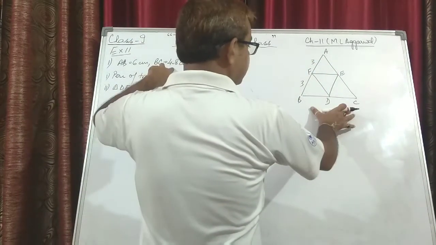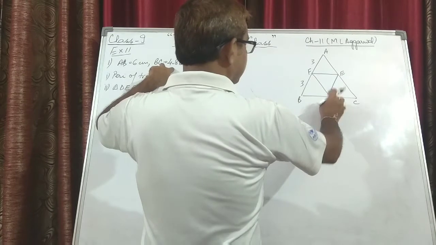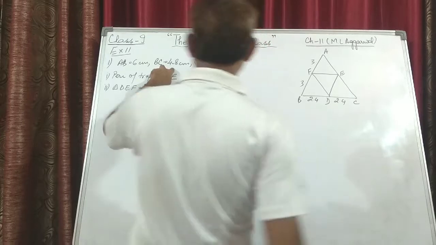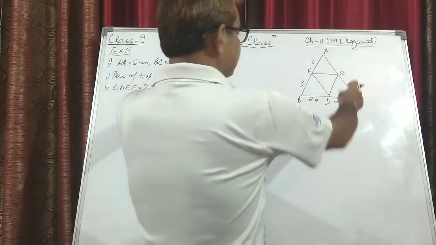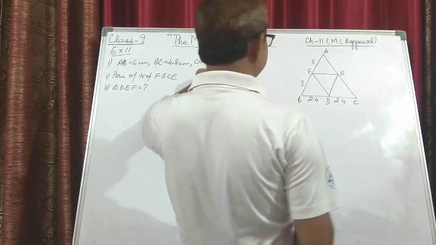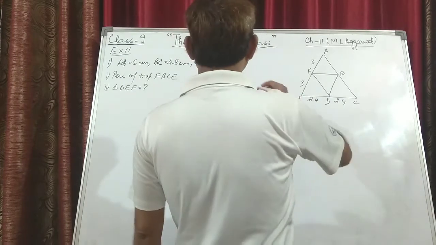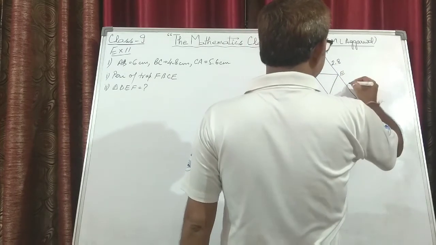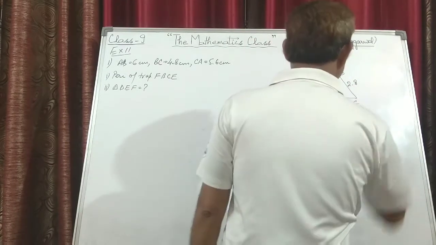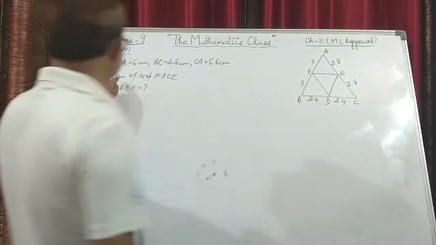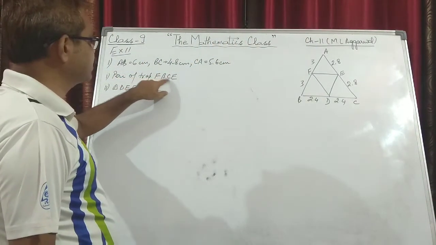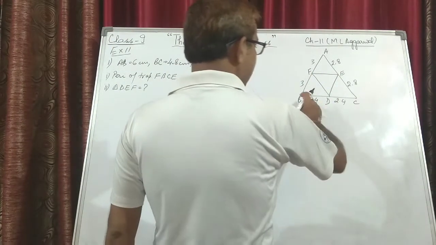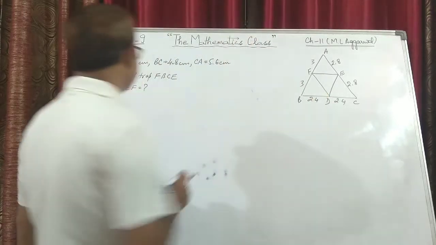BC is 4.8 in total. D is the midpoint, so 2.4 this much and 2.4 this much. CA is 5.6. So half of 5.6 is 2.8. So AE is 2.8 centimeters and EC is 2.8 centimeters. Now you have to find the perimeter of trapezium FBCE.